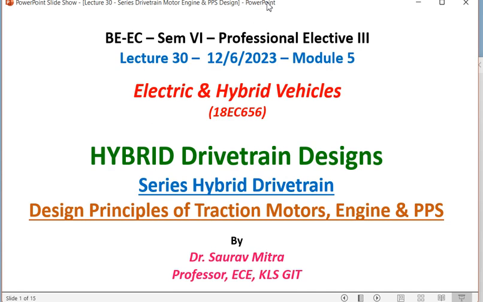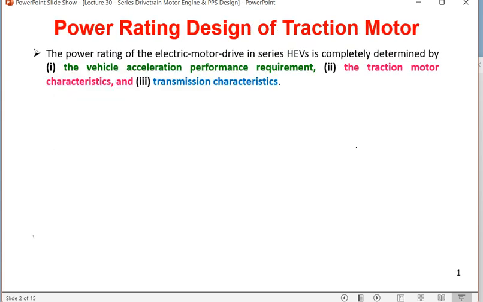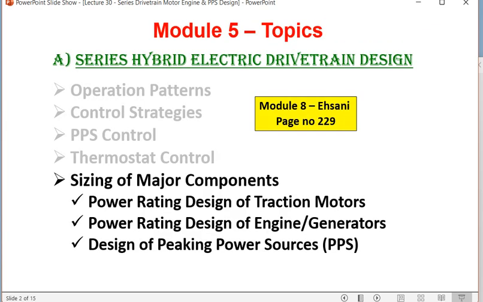In hybrid drivetrain designs, we know there are two topics mainly. One is series hybrid electric drivetrain design, another is parallel hybrid electric drivetrain design. We are in the series hybrid electric drivetrain design, which is the first part of module 5. Already we have covered 2 lectures under this series hybrid electric drivetrain. We have completed operation patterns, control strategies. There are 2 control strategies, PPS control and thermostat control.